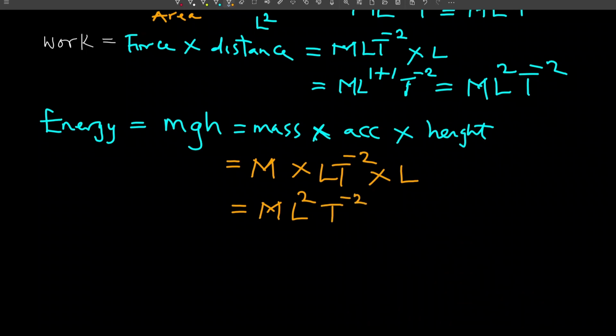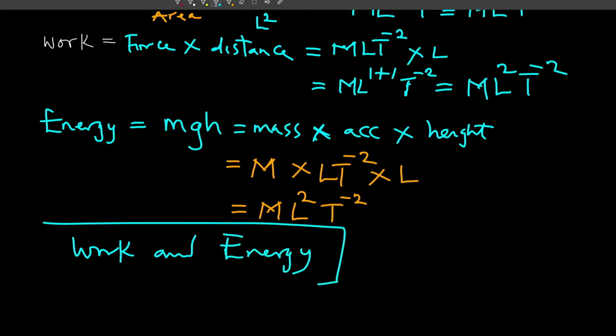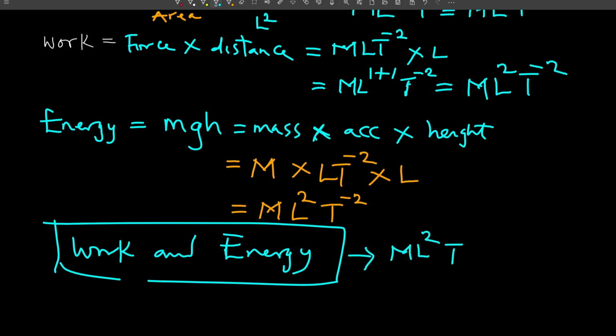And what do you notice? You can see that both work and energy have the same dimension. The same dimension of M L squared T raised by minus 2. This is why I mentioned earlier that dimension shows relationship between physical quantities. Now, this is showing us the relationship between work and energy.